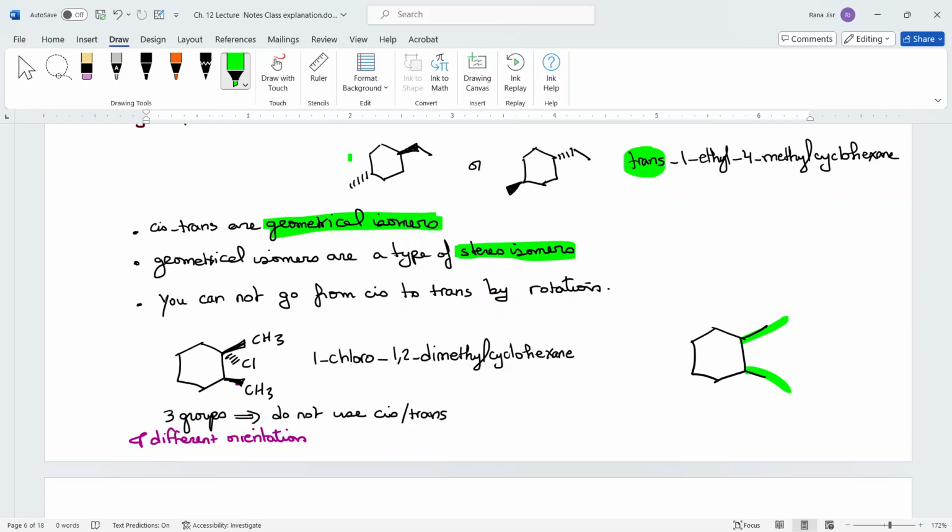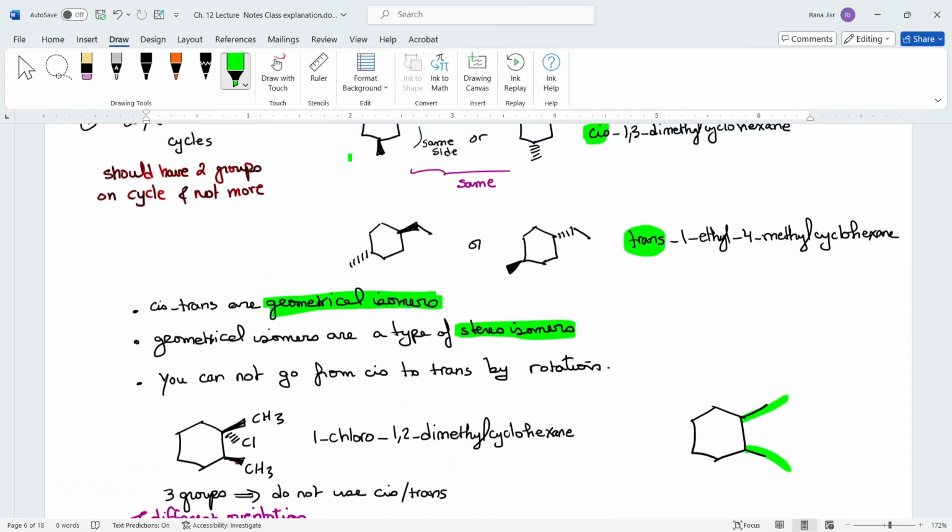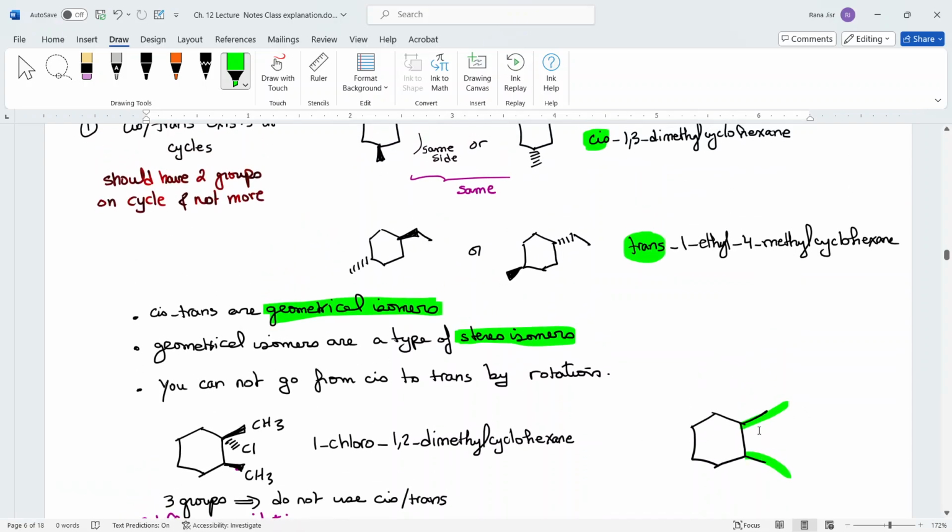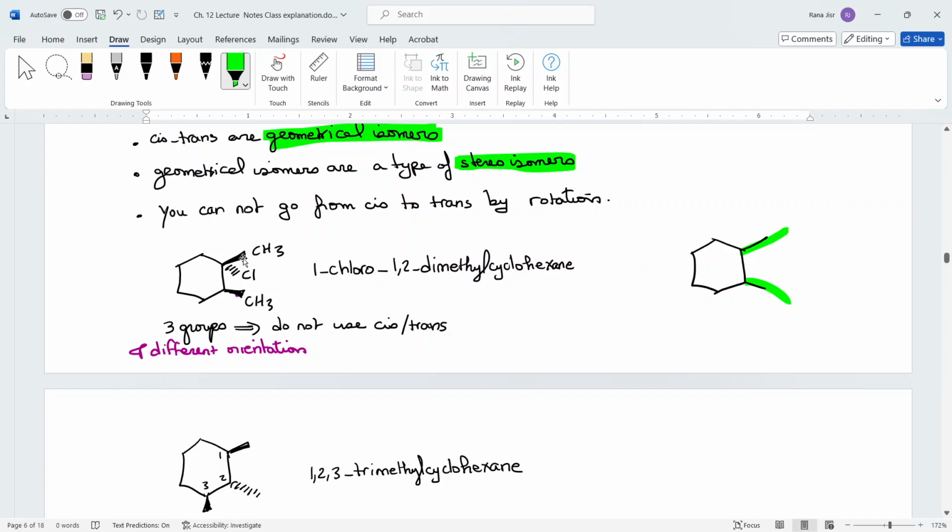No cis, no trans. So you use cis and trans whenever you have wedges and dashes and whenever you see that you only have two groups on the cycle. If you have more than two groups on the cycle like this one, you cannot use cis and trans. So please do not use cis and trans. The name is going to be as written in there. And you always start by giving the substituents the lowest number. So it makes sense that I'm going to start numbering from this carbon over here in order to give it the lowest number.